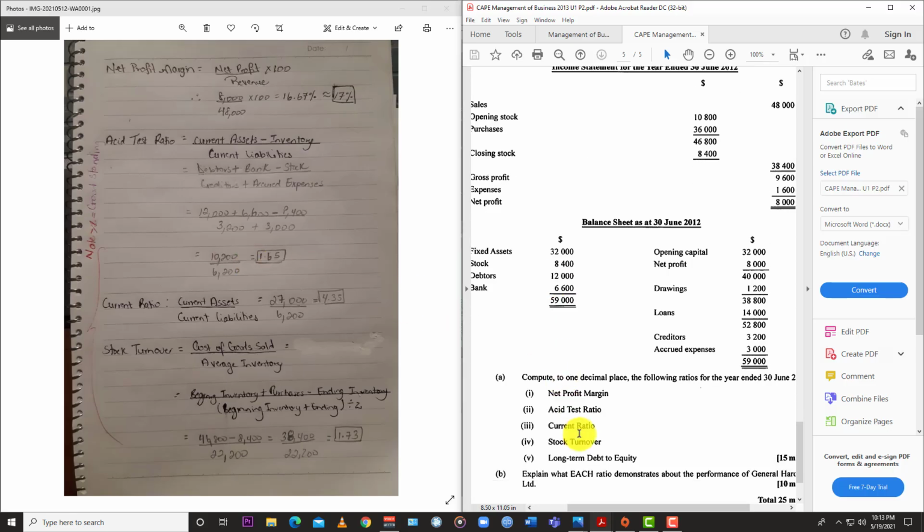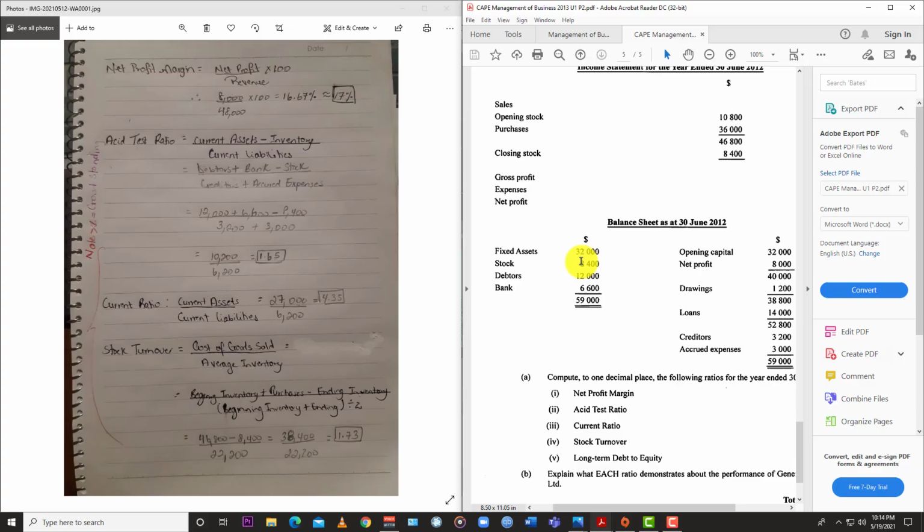Then they ask us for the current ratio, and that's current assets over current liabilities. For this one, you go back right here, where you have your stock, which is 8,400, plus the debtors, which is 12,000, plus the bank, which is 6,600, and you end up with 27,000 over the same current liabilities from above, which is 6,200. And the answer is 4.3 or 4.4 because it's rounded off. So 4.4. And that's the current ratio.